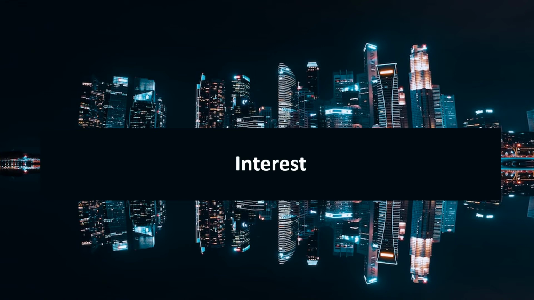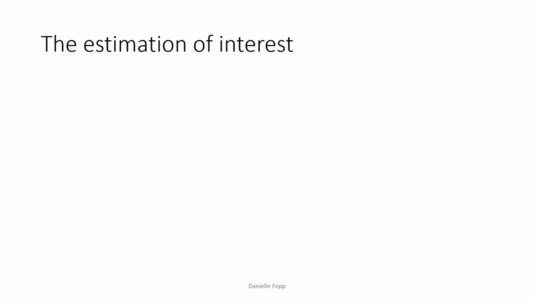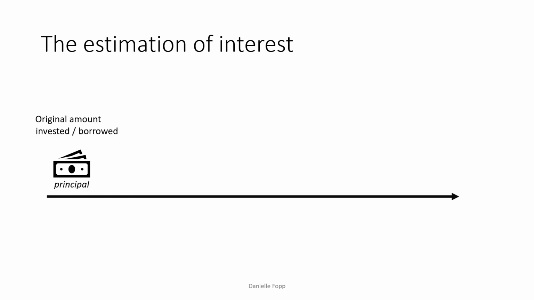So now let's have a look at interest. We touched on this with the time value of money, but it's worth jumping into a little further. The estimation of interest is the quantitative measure of the time value of money, and it uses the interest, which allows the difference between the amount of money originally borrowed or invested and the final amount owed or accrued to be calculated. The original amount invested or loaned is termed the principal, which we can now see on the screen.